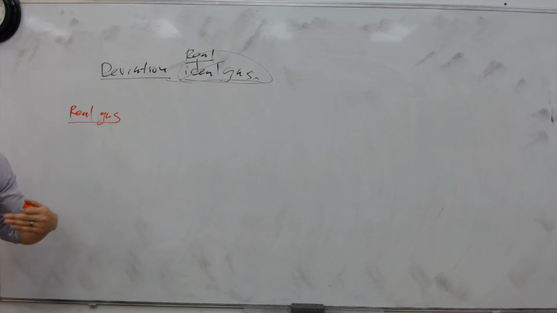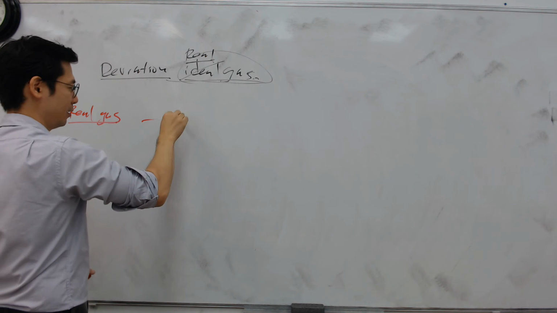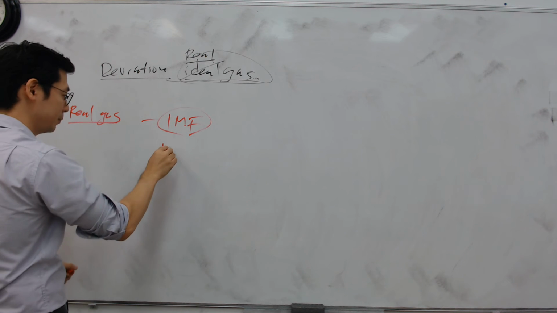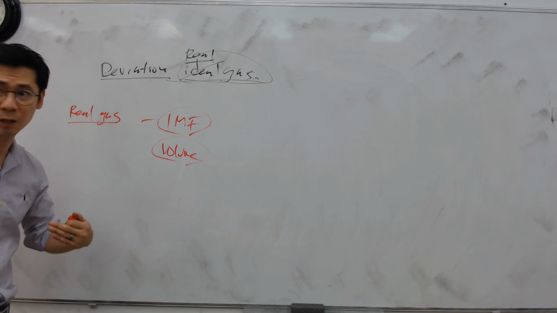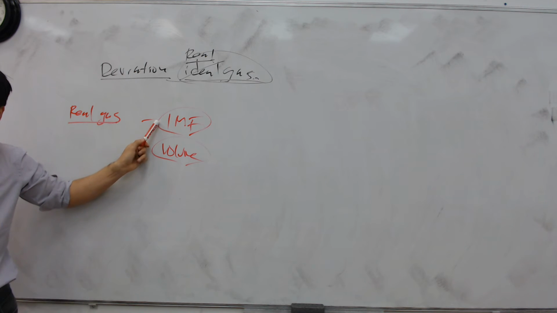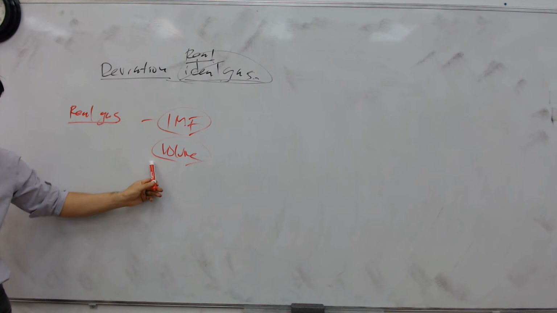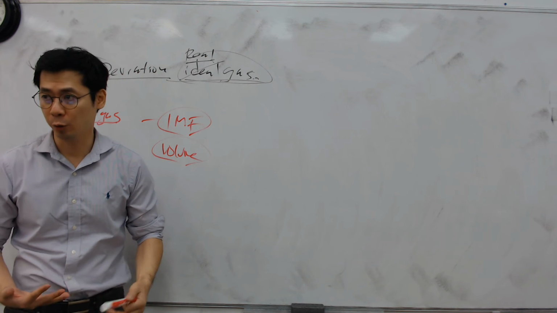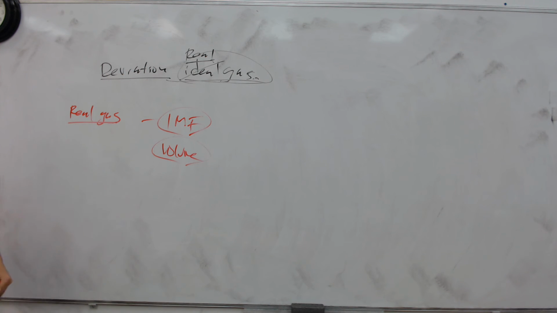So now, real gases, what do they have? They got IMF. There is attraction for the real gases, right? They got volume too as well. Based on the KMT, they should not have IMF, and they should not have any volume at all whatsoever, right? So even AP questions will ask you, which of the following is the best condition for the gas to act ideally?